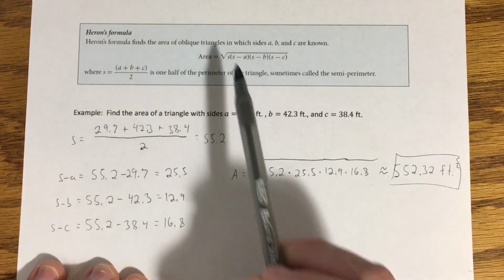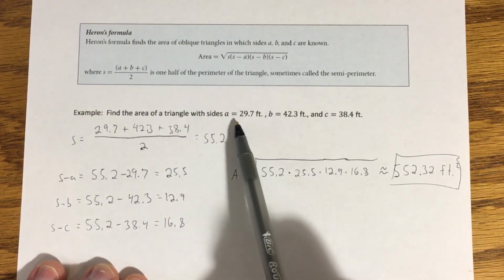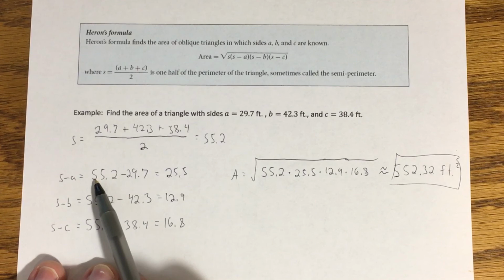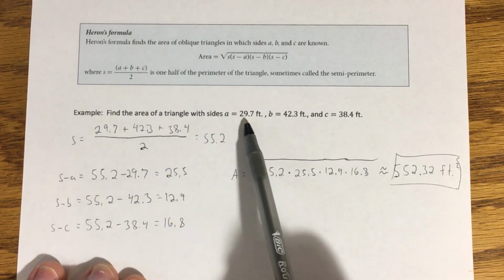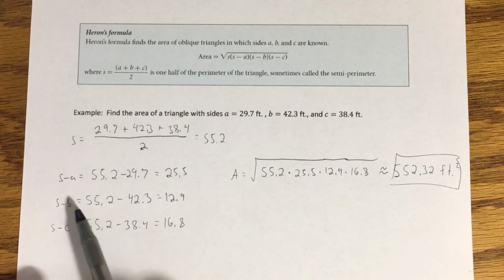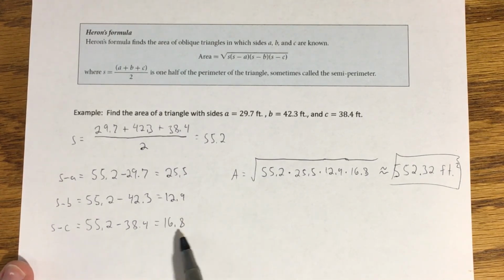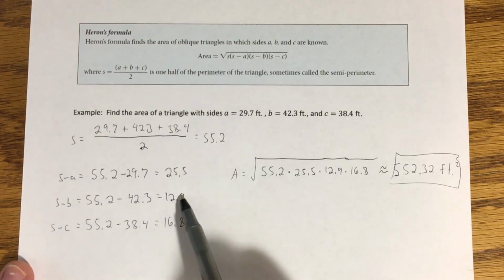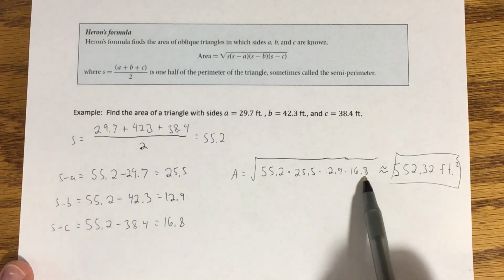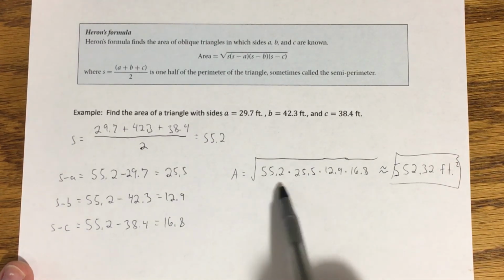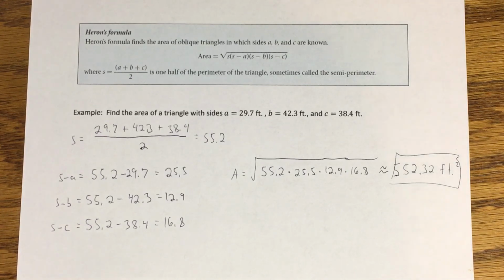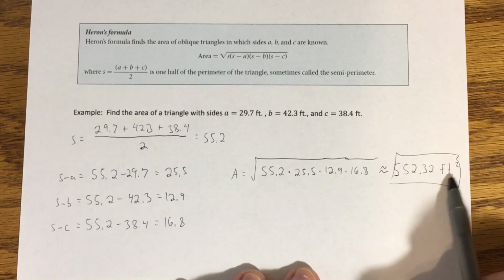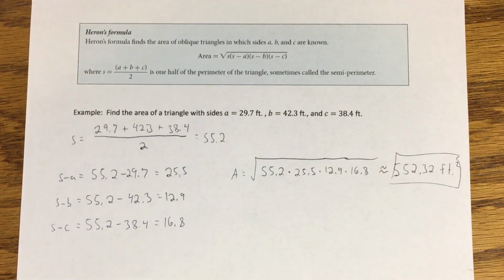Then we take that semiperimeter, that's S, and we need to subtract each side length from it to get these 3 values down here. So I did S minus A, 55.2 minus 29.7, that gives me 25.5. And then I do S minus B, I get 12.9. S minus C, that gives me 16.8. Heron's formula says take these 4 numbers that we found, multiply all 4 of them together, and then take the square root of that. That is going to give me the area of this triangle. So in this case, my area is coming out to 552.32 square feet because it's area. And that's it for 10.2.